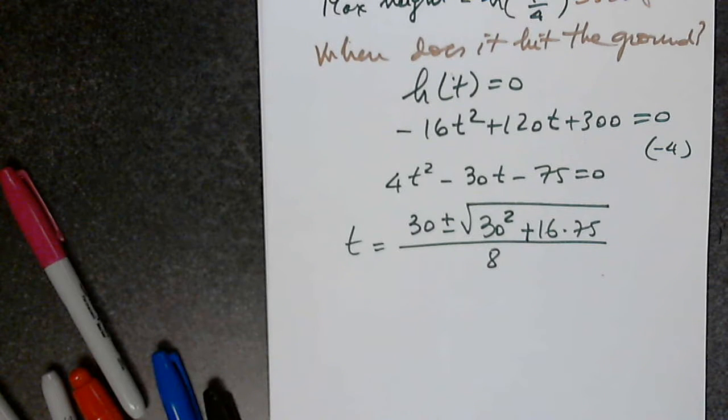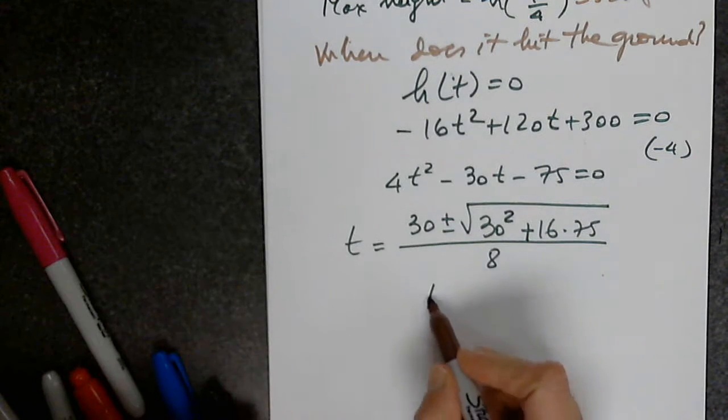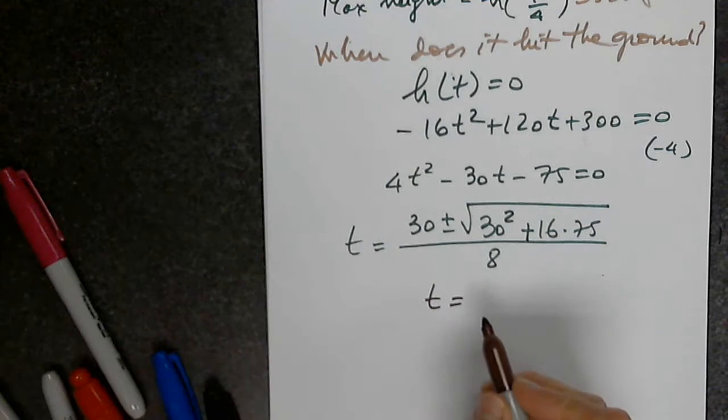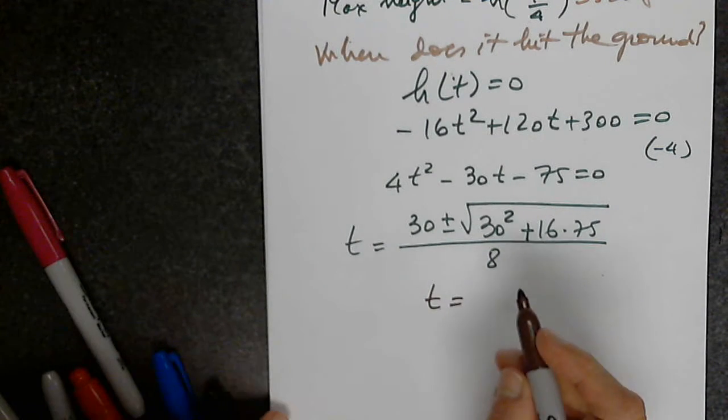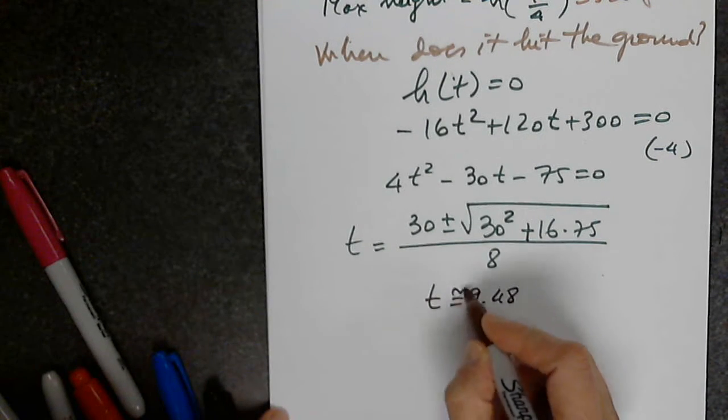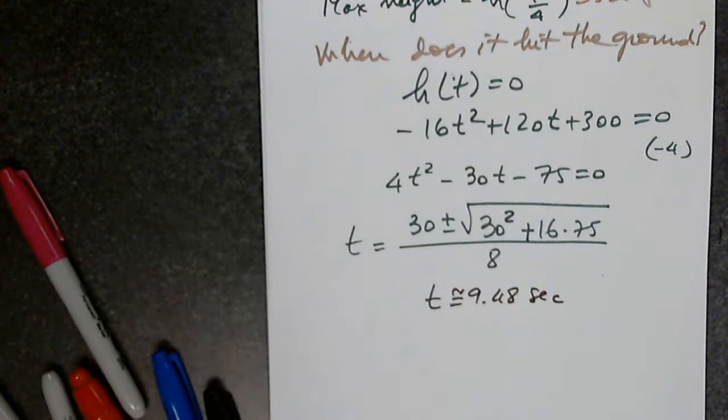Yes, there is another solution with minus. So I have to go back and overwrite plus in front of the square root. Change it to minus. Right. One of them is unacceptable because time cannot be negative. So the time needed for the projectile to hit the ground is 9.48 seconds, approximately.